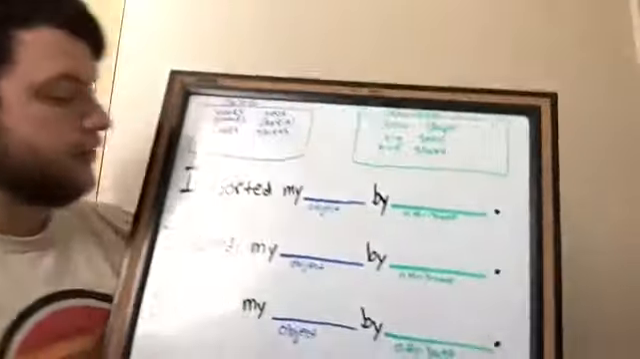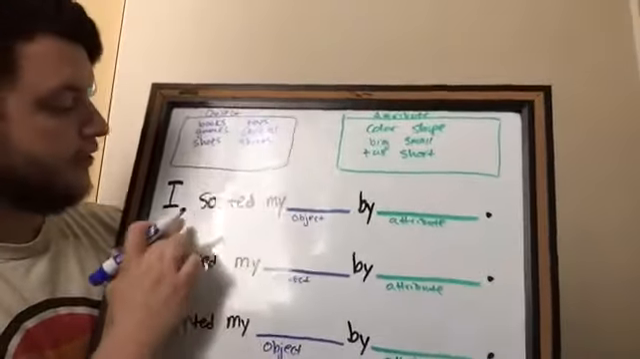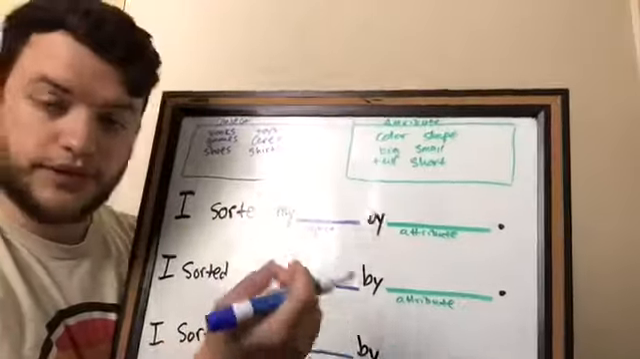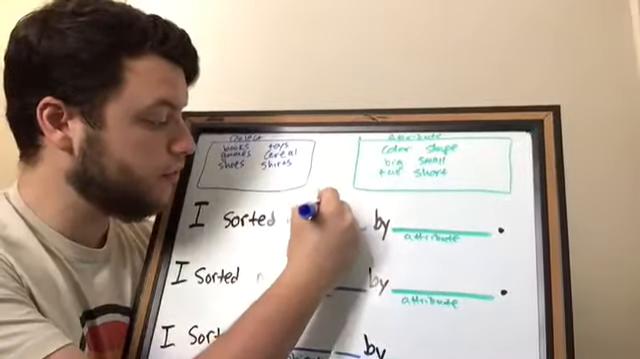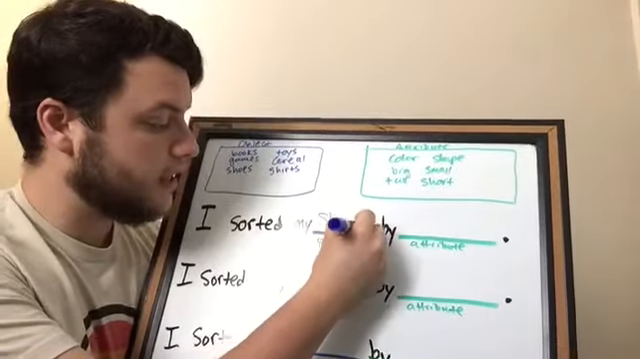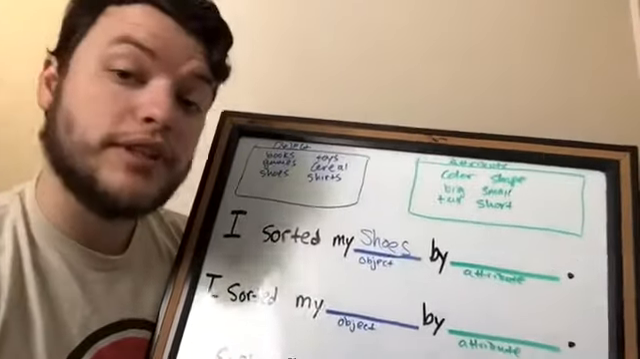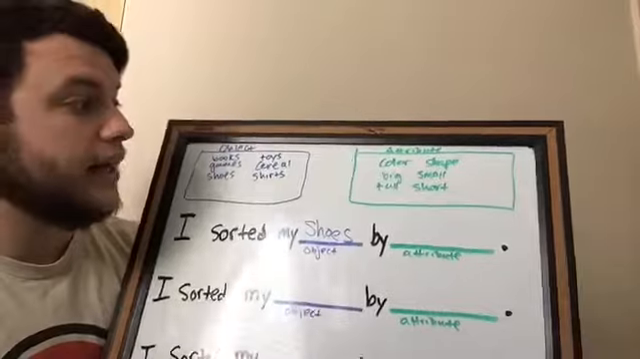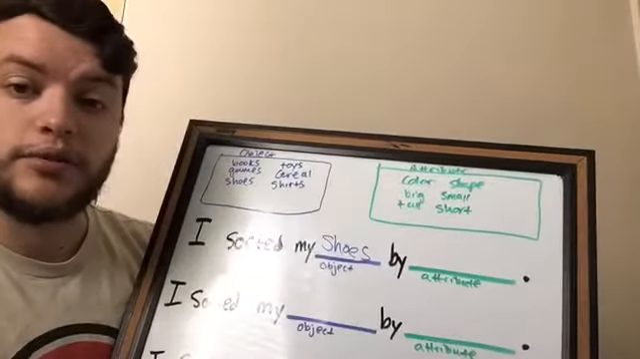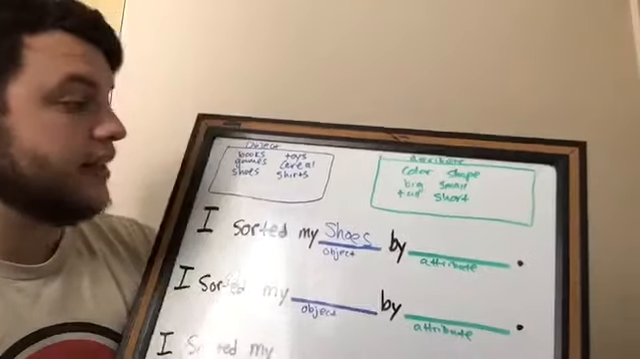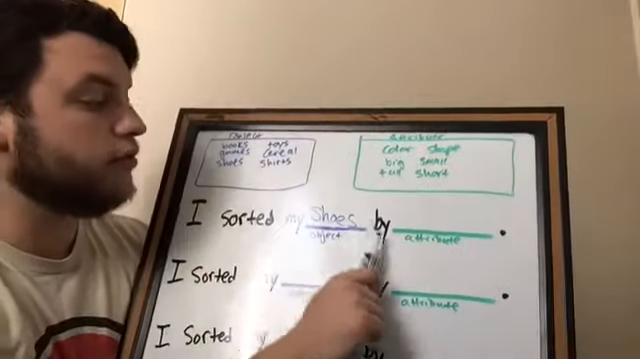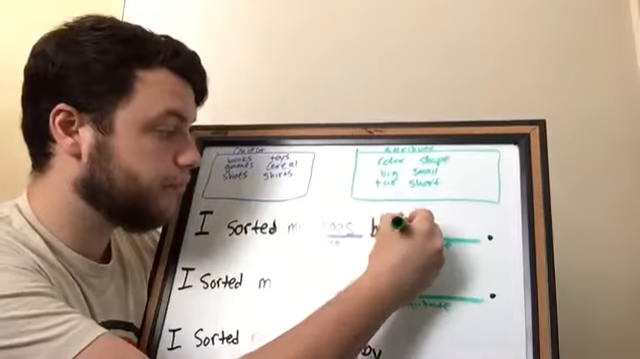Okay, so I'll start with my first sentence frame. I sorted my, first thing I sorted were my shoes. I sorted my shoes. And I actually sorted them in two different ways. But I'm going to pick the one that I started with last. I sorted my shoes by color.